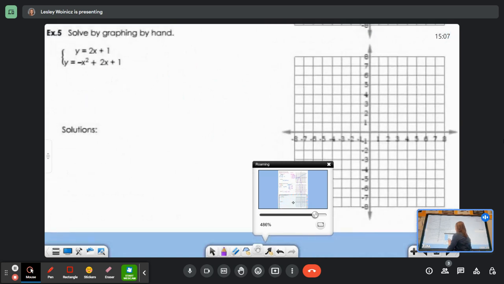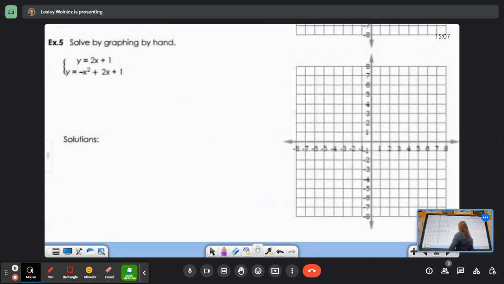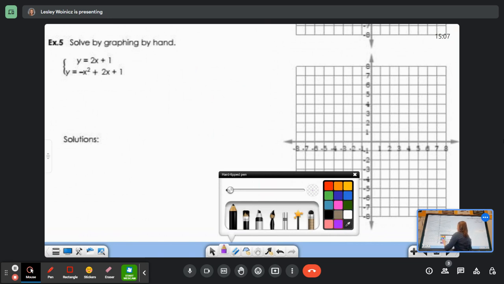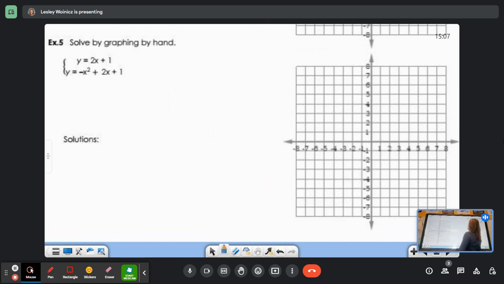And we do have to do this one because this one is a little bit different. Okay, look at my first equation. It should be linear. That is going to be a straight line. So I've got a b value of 1 and a slope of 2. Rise 2, run 1. Rise 2, run 1. Across your whole graph, arrows on both ends because it goes forever. Don't stop.